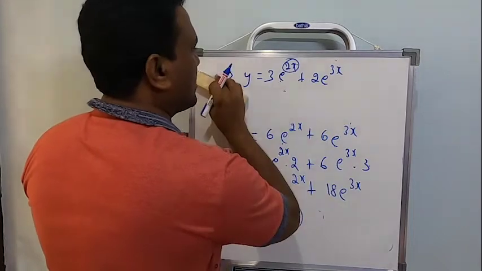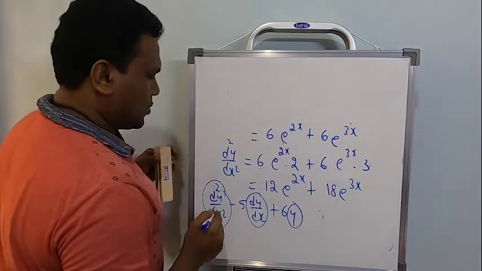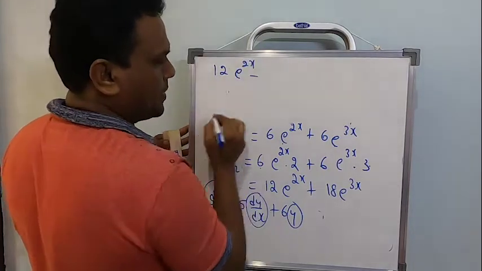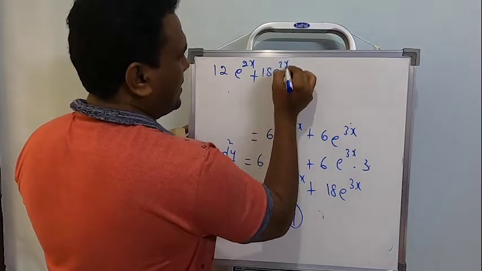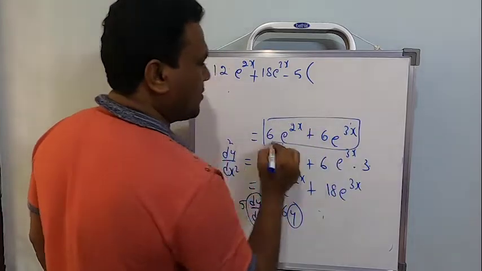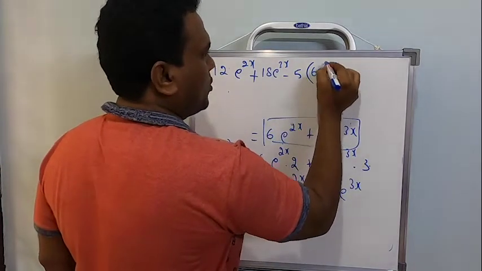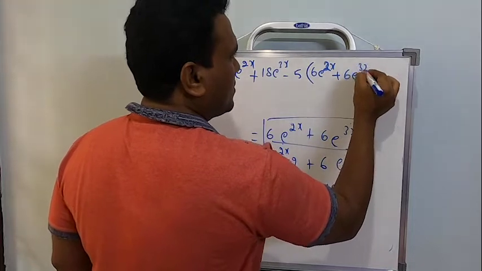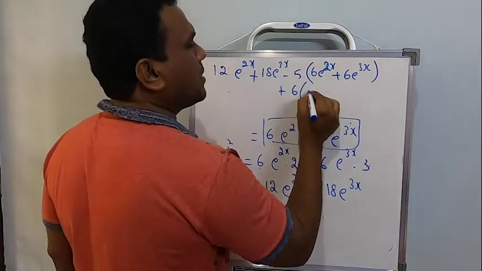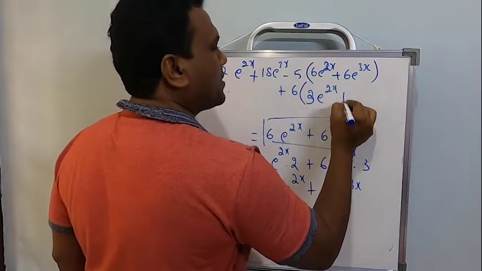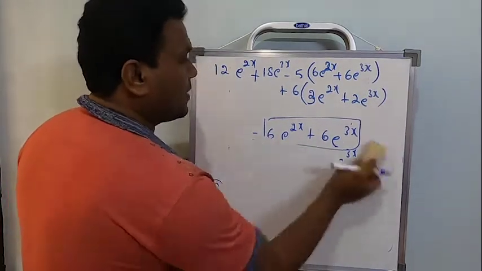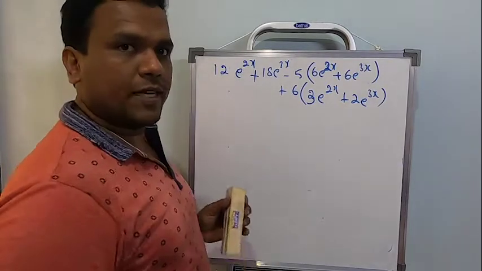So let me just erase this. So I said first I'm going to substitute for this. So it is 12 e power 2x plus 18 e power 3x, that is d square y by dx square, minus 5 times dy by dx. I already have the value of dy by dx here. 6 e power 2x plus 6 e power 3x. The last thing, just notice, plus 6 into y. What is y is given as? Now 3 multiplied by e power 2x plus 2 multiplied by e power 3x. Finally simplify everything and prove that the value will be equal to 0.